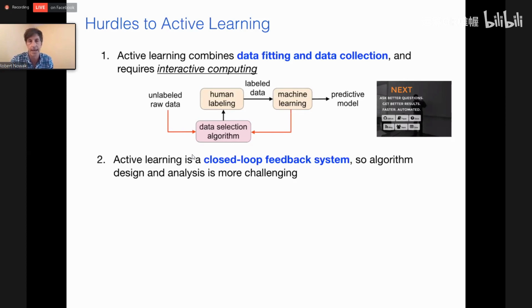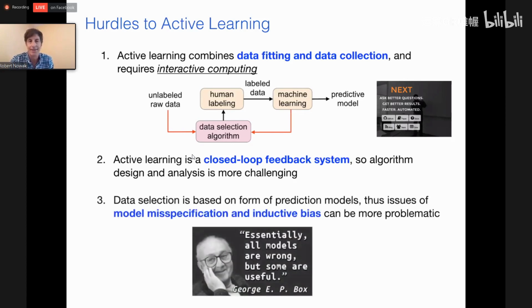And then third, the data selection in active learning is based on the form of the predictive model. For example, we're using a linear classifier. We use that linear form to guide the selection of which examples to get labels for next. And if that model, that form is wrong, if the reality isn't a linear model, that misspecification or bias can actually be very problematic. And again, it can steer us towards suboptimal solutions. So this is a crucial thing to recognize.